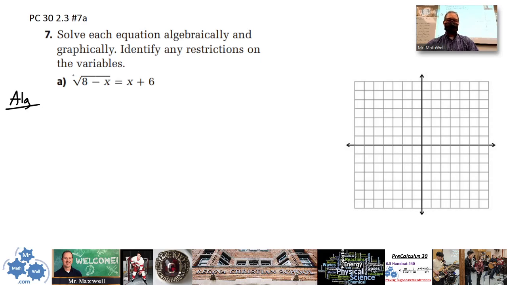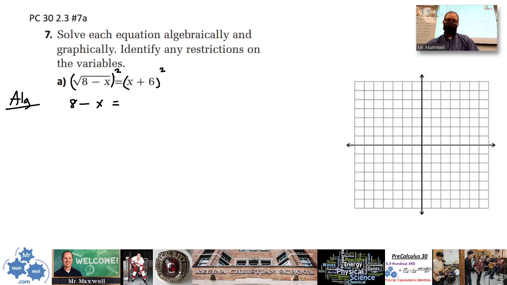What we want to do is take this equation. The radical is already isolated, so that's great. So let's square both sides. When we do that, we get 8 minus x on this side. And please don't put x squared plus 36 on this side. Please don't do that. It's tempting. Very, very tempting.